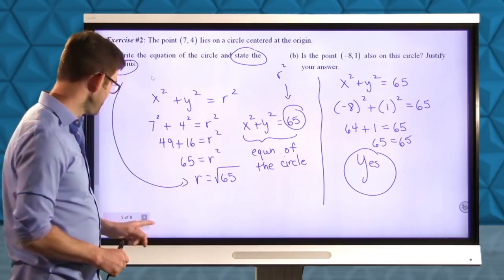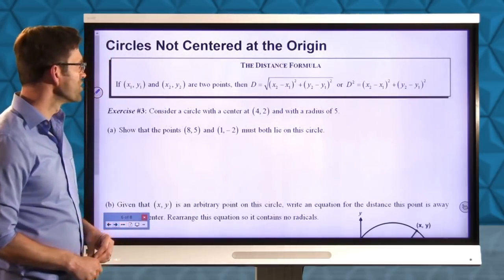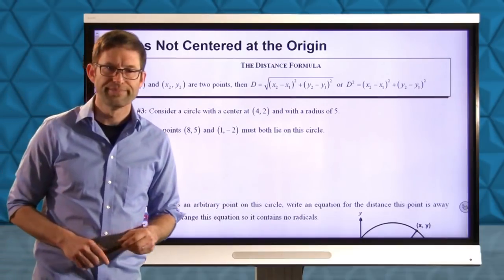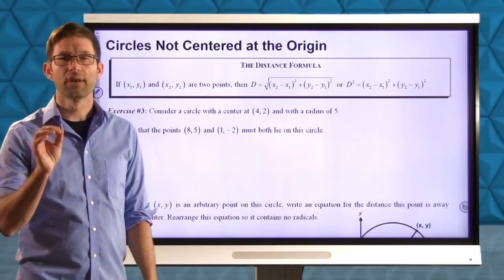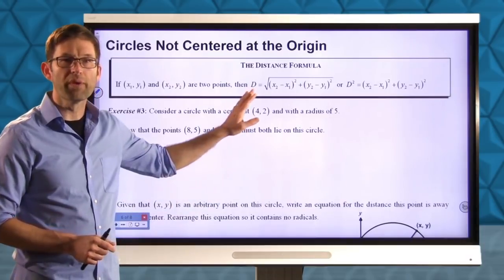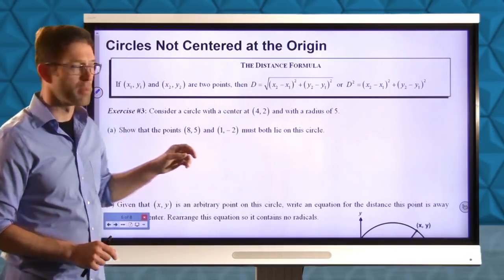All right, let's do it. Here we go. So, circles not centered at the origin. Now, the key for circles not centered at the origin truly will be the distance formula. And remember how the distance formula works, okay?